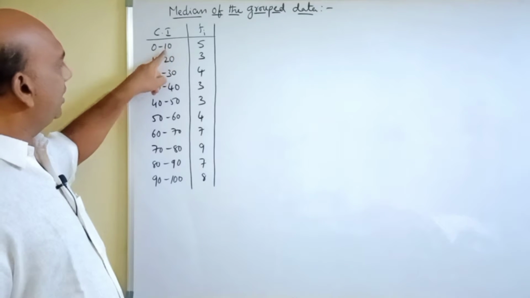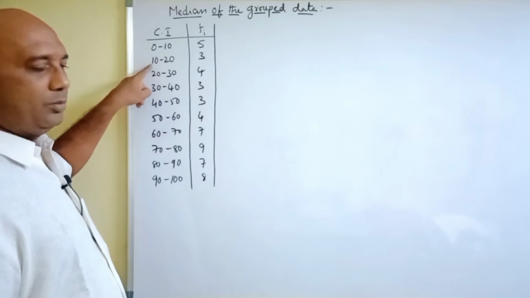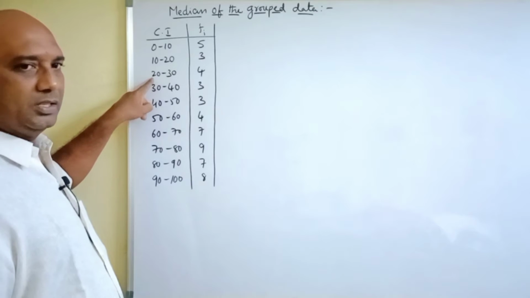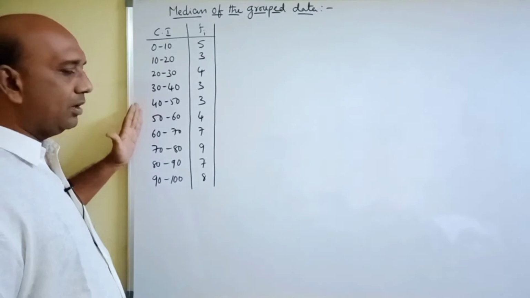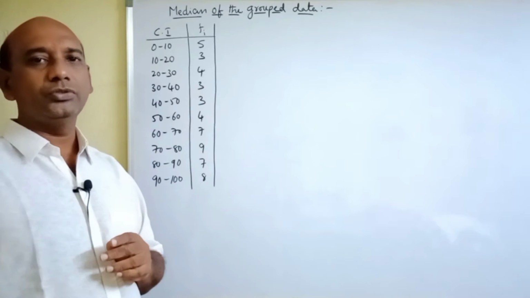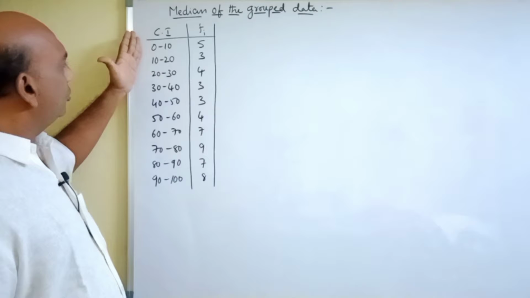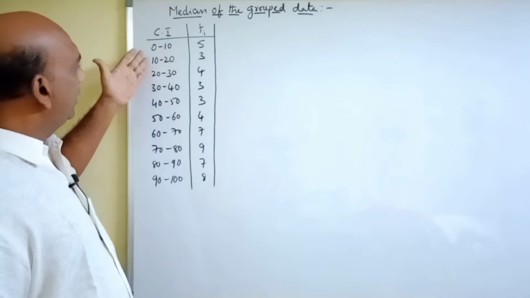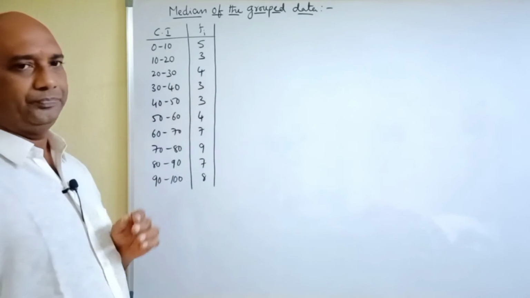So this is 10 and here also 10. Its upper boundary is 10 and here the lower boundary is also 10. In this class the upper boundary is 20 and in the next class the lower boundary is 20. So these types of classes are called exclusive classes. Take care that the given data has exclusive classes. Here they are already given as exclusive classes, so we can continue the sum.